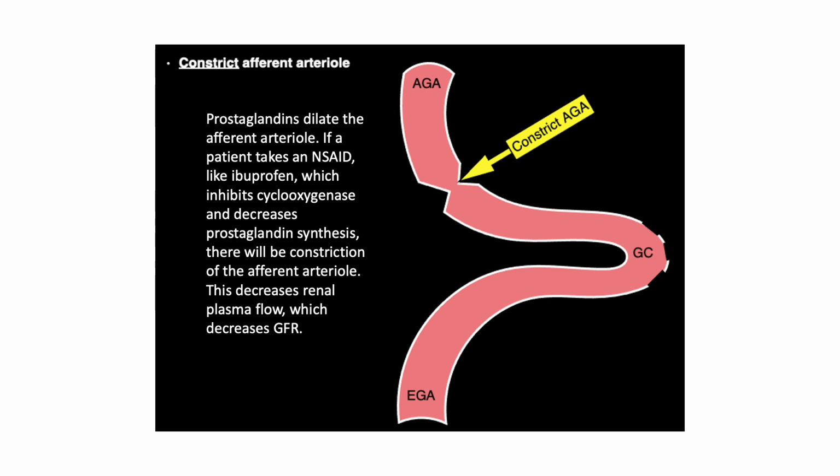And so NSAIDs actually cause constriction of the afferent arteriole, which is going to decrease renal plasma flow and decrease GFR. Now, that doesn't mean that NSAIDs are inherently bad, but if you have a patient who's already volume depleted because they got a bad stomach bug, and then they take NSAIDs on top of that, it's like two hits to the kidney. The kidney would normally dilate that afferent arteriole when it's feeling dry to increase blood flow to itself. But if you've taken ibuprofen, now you've inhibited the kidney's ability to do that. So that can precipitate an acute kidney injury.